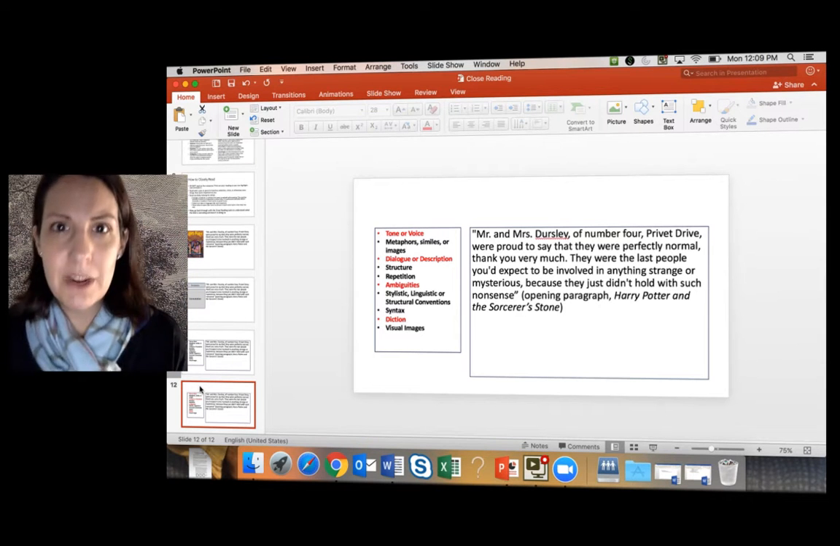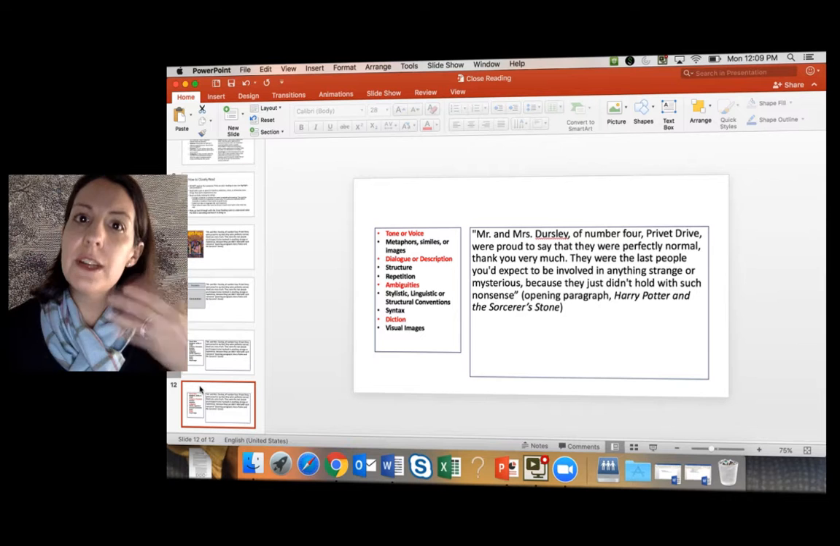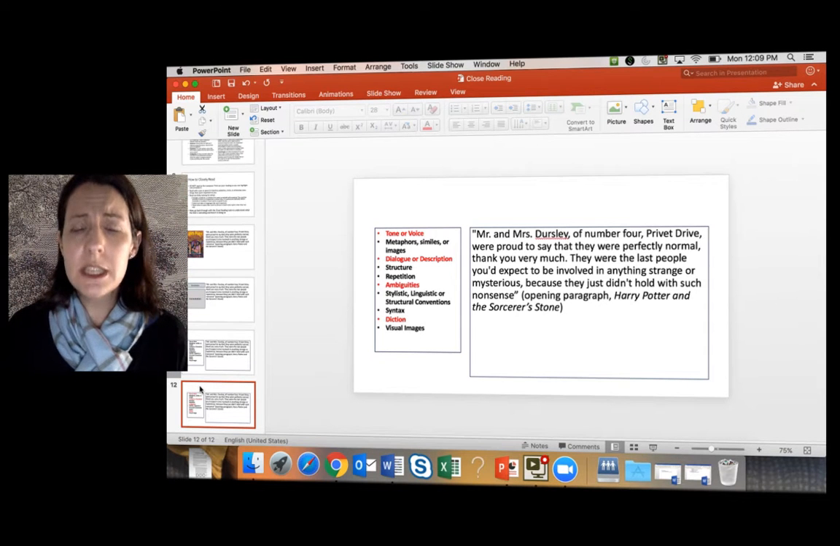Thank you very much, right? We can imagine the Dursleys saying that kind of a phrase, thank you very much. So what's interesting in this passage is that the narrator appears to be what we would call an omniscient narrator.